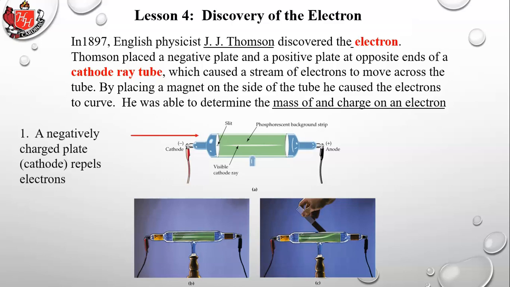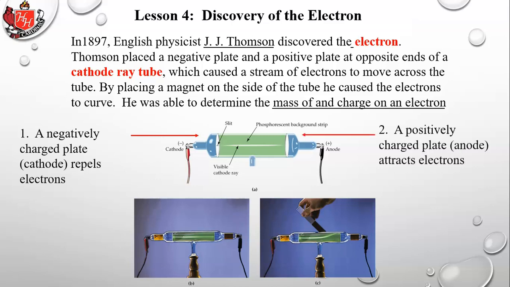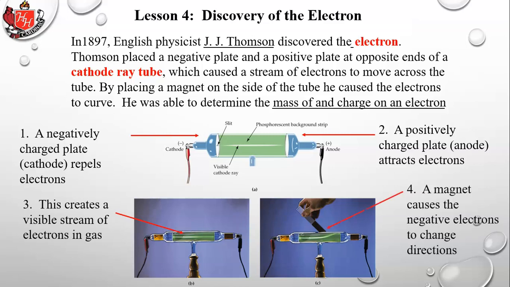So a negatively charged plate, the cathode, repels electrons. A positively charged plate, the anode, attracts the electrons, so they move from left to right. This creates a visible stream of electrons, and a magnet causes the negative electrons to change directions. And by doing this, he could calculate both the mass and the charge on the electrons.